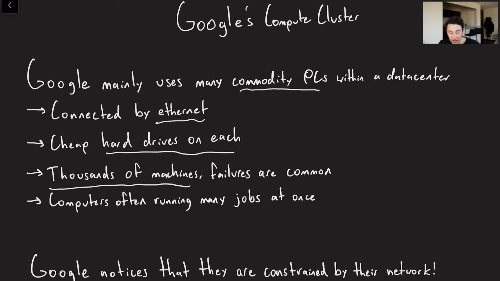And so these computers, in addition to always being running, might even be running multiple different jobs at once. Like I said, Google has many, many different batch jobs, and they're probably going to be running on the same cluster, and as a result, competing for resources.